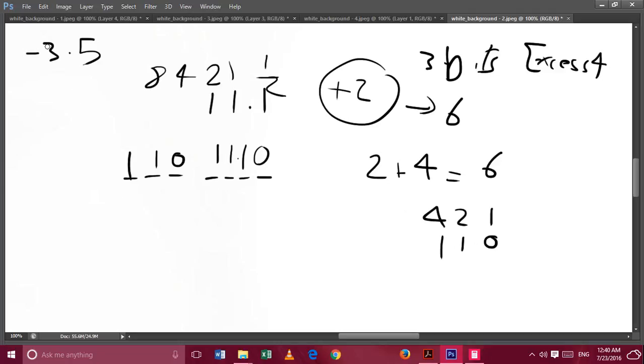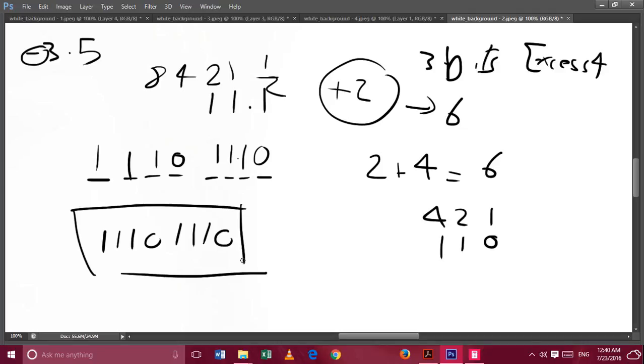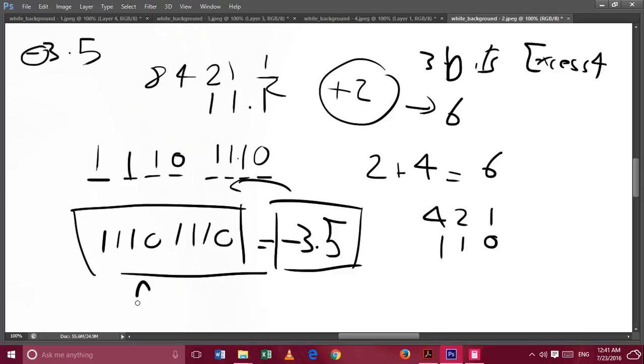What is the sign over here? The sign is minus, so in the sign we need to put 1. So here's the conversion: 1, 1, 1, 0, 1, 1, 1, 0. So this number here equals minus 3.5 if you use floating point notation.